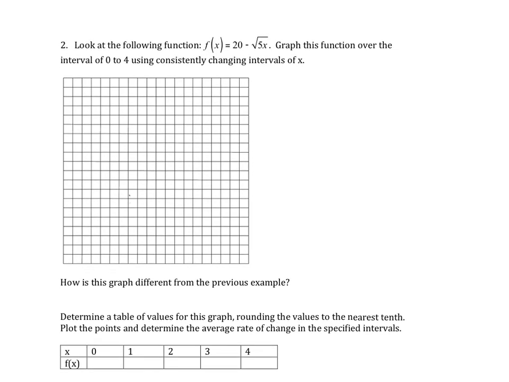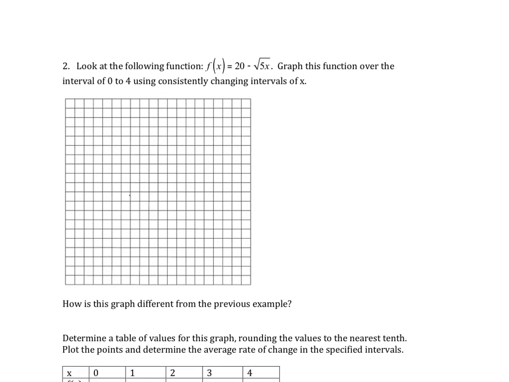Now this one, example number 2, is a little different. In this case, I did not give you data points. Instead, I gave you a formula. So what we want to do is to enter in Y1 on your calculator. You want to enter 20 minus radical 5x.